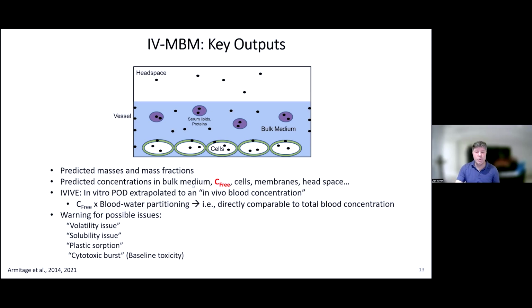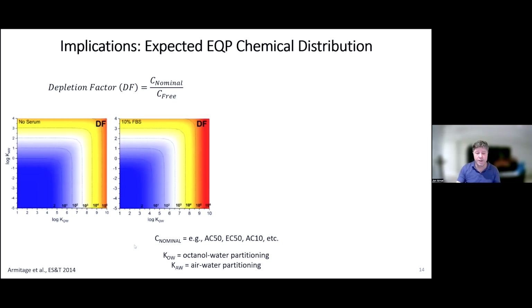The other thing that this computational tool is very useful for is that it can identify, even before you go and run your test, if you may have some issues related to volatility. Maybe your chemical isn't going to stay in here. Maybe it's going to volatilize. Maybe there will be solubility issues and you'll exceed the solubility of the test system and saturate it. So you end up with precipitated chemical in the bioassay, and that's going to influence your interpretation of the results. Maybe there's plastic sorption. Maybe there's so much chemical being added to the system that you get a baseline toxic response, or what's referred to as cytotoxic burst. Important things that can be done before you run your assay.